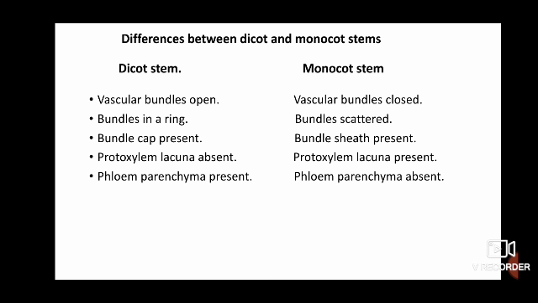In the dicot stem, there is a bundle cap present. The sclerenchymatous pericycle forms a bundle cap above each vascular bundle. In the monocot stem, a bundle sheath is present, which is sclerenchymatous. In the dicot stem, protoxylem lacuna is absent. In the monocot stem, protoxylem lacuna or water containing lysigenous cavity is present. In the dicot stem, phloem parenchyma is present, and in the monocot stem, phloem parenchyma is absent. This brings us to the end of this session about the dicot and monocot stems in detail.